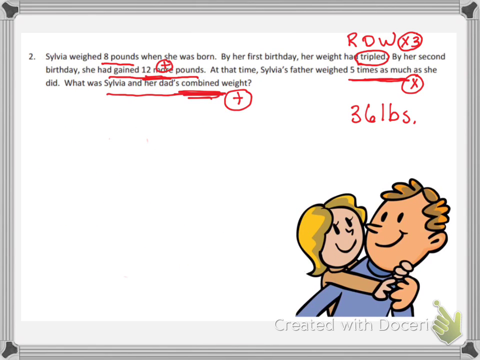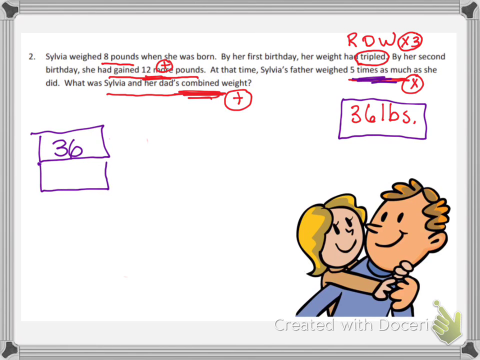All right, so now we just solved 2 steps already. We multiplied by 3 to get 24 pounds by her first birthday. And then at her second birthday, she gained 12 more, and then we had to add to that. So by her second birthday, right now, she's 2 years old, she weighs 36 pounds. But now if we continue to read, Sylvia's father weighed 5 times as much as she did. So now we need to find out, with a tape diagram, if she weighs 36 and her father weighed 5 times as much.